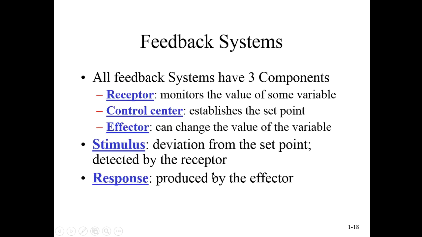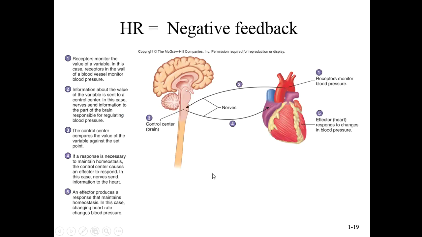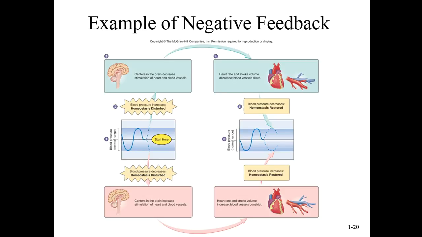So if we look at the next slide, you can see some other examples. Blood pressure. If blood pressure is too high, it sends a signal to the brain stem, the control center, to cause the heart to slow down, and that can decrease our blood pressure. So heart rate, or rather homeostasis, maintaining that stable heart rate, is the result of a negative feedback system.